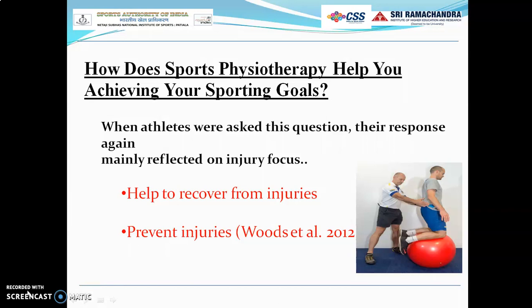When these questions were asked of athletes, they responded that the sports physiotherapist helps athletes recover from injuries, and also helps in preventing injuries, as described by Woods et al. in the year 2012.